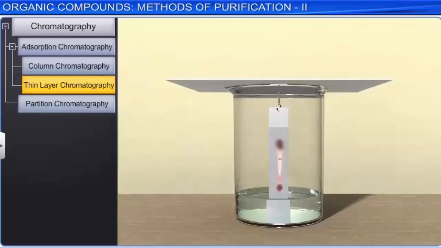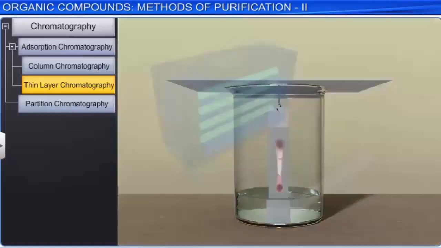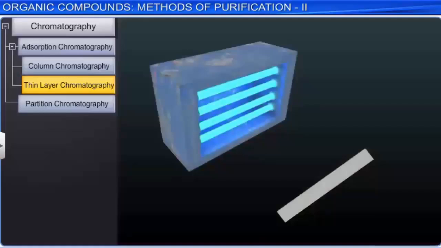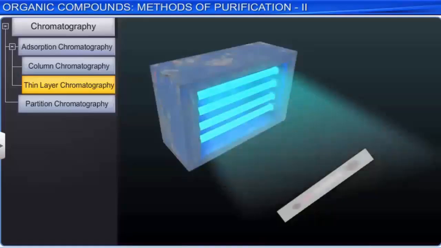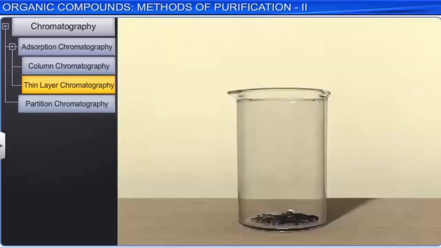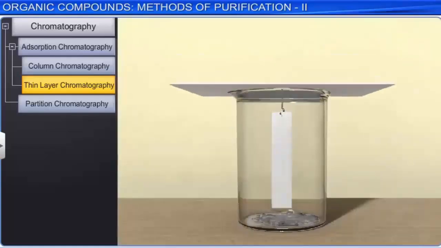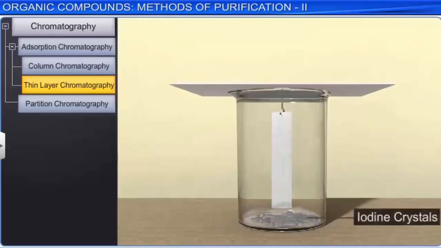Depending on the degree of adsorption, the separation of the components takes place and leaves different colored spots when the compounds are colored at different levels of the plate. The spots of the colorless compounds, which are invisible to the eye, can be detected by placing the plate under ultraviolet light. Another method to detect the spots of colorless compounds is by placing the glass plate in a covered jar containing a few crystals of iodine. The colorless spots of the compounds which absorb iodine will appear as brown spots.